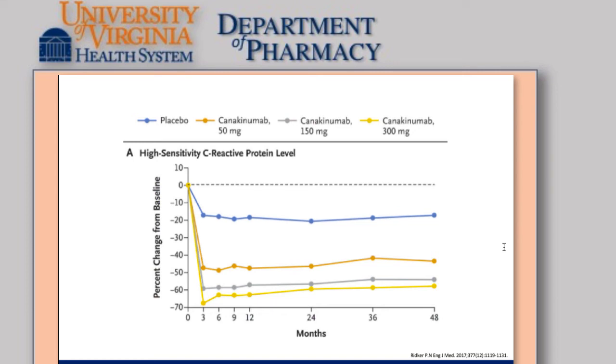However, when we look at high-sensitivity C-reactive protein, we can see that there was a dose-related response in the reduction of high-sensitivity C-reactive protein. In the first group, the 50 milligram group, compared to placebo, there was a 26% decrease. In the 150 milligram group, there was a 37% decrease. And in the 300 milligram group, there was a 41% decrease compared to placebo.